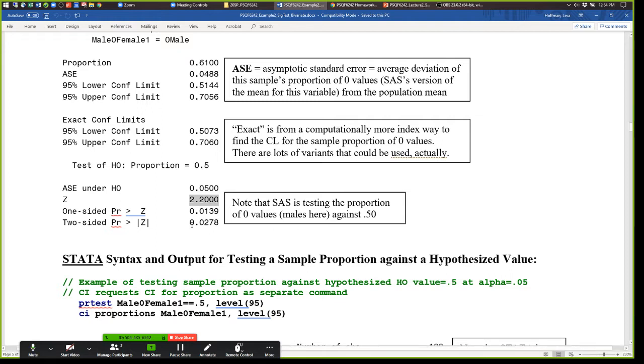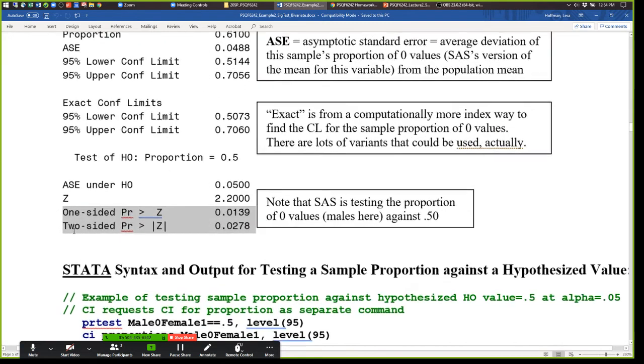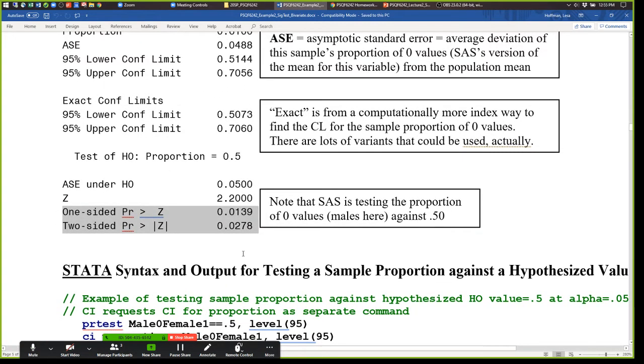So this suggests that no, our sample either doesn't come from the population or the population mean is incorrect. One of the two, right? You can think about it either way. And note one-tailed versus two-tailed, these things. So the labels of these says one-sided probability greater than Z, or two-sided probability greater than the absolute value of Z, excuse me. The one-tailed is exactly half of the two-tailed.